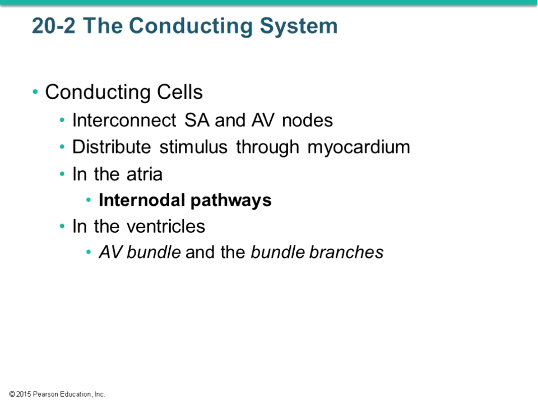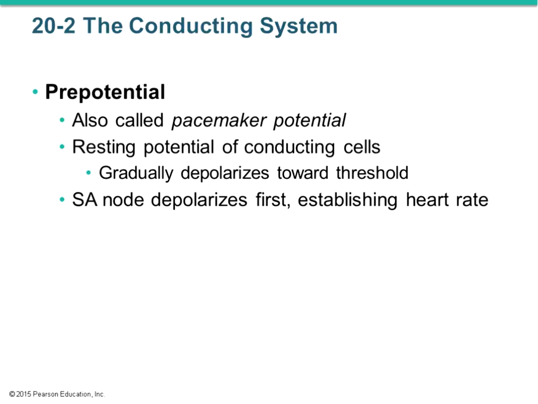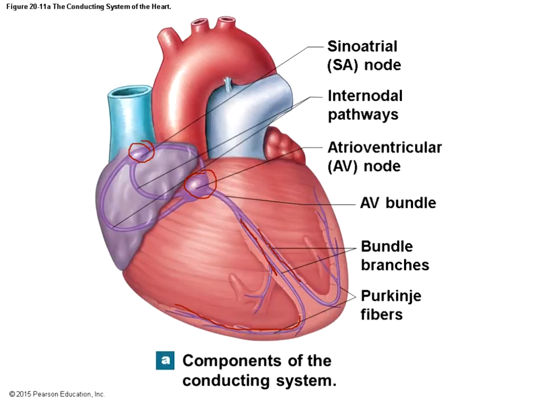All right, so the SA node and the AV node are interconnected and distribute that initial stimulus that arrives through the myocardium down into the ventricles via the bundle branches. Okay, the pre-potential, also called the pacemaker, is ultimately the result of the initial depolarization at the SA node. So the SA node is really where it kicks off, and that is what is establishing heart rate. If the impulses are arriving faster at the SA node, the heart rate's going to go up. If they're arriving slower at the SA node, they're going to go down. And so it's basically dictated by what's happening at that site. So the SA node is very important, which you can see in this image right here.